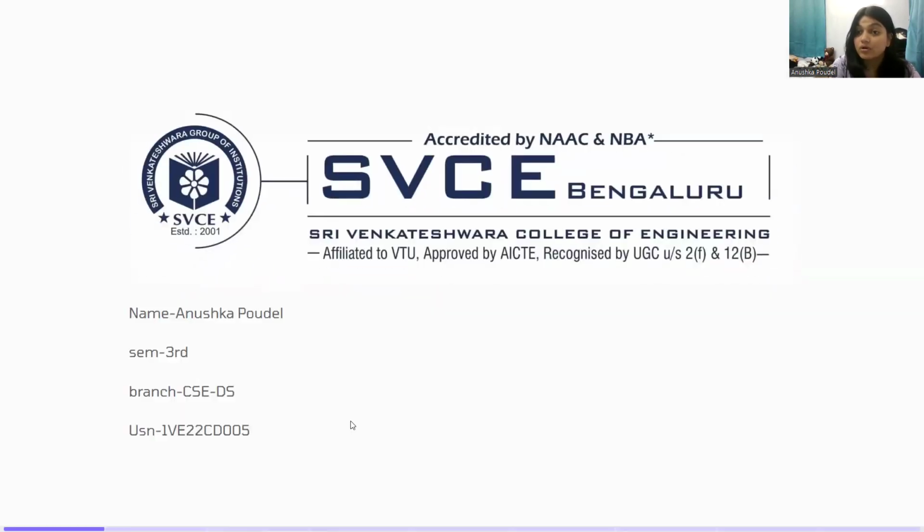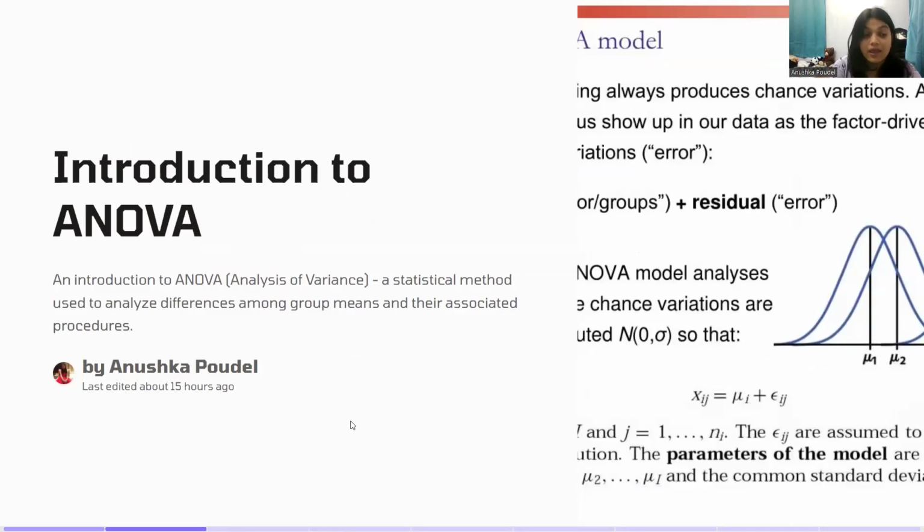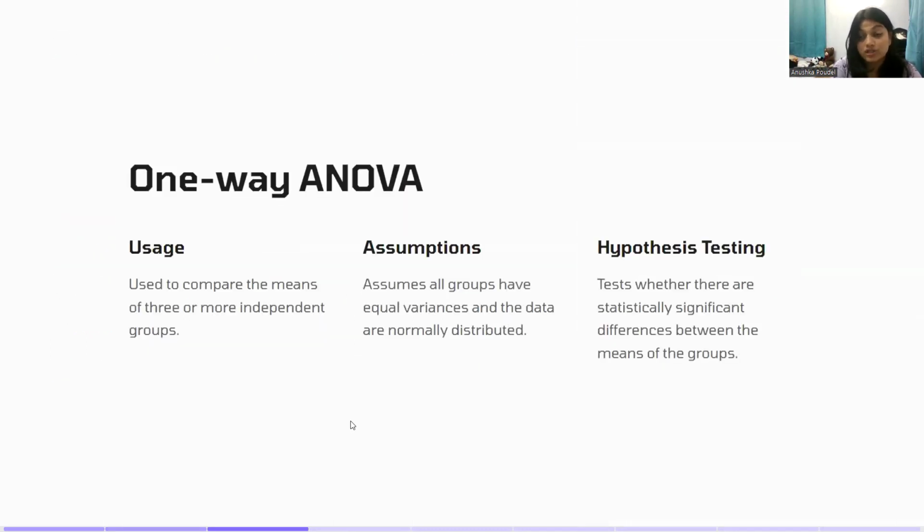Today we'll be studying ANOVA. Introduction to ANOVA: ANOVA is analysis of variance, a statistical method used to analyze differences among group means and their associated procedures. There are two types of ANOVA. We have one-way and two-way ANOVA.